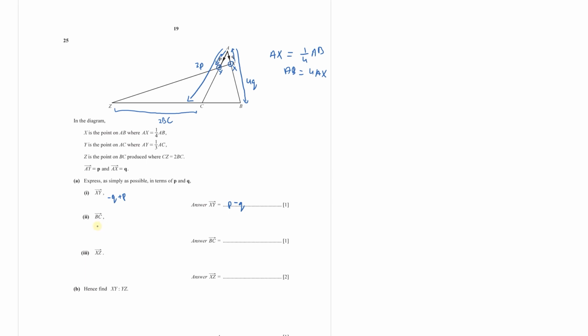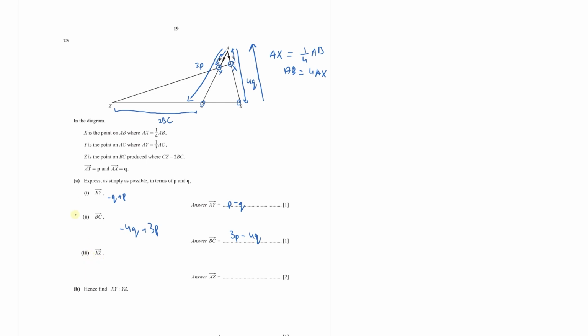The next part is you have to represent BC in terms of P and Q. So BC is this. You're starting from here and you want to end up here. You already know this and this. So you can go in the opposite direction like this and then come back down here till C. So this is 4Q. In the opposite direction you'll have minus 4Q. And then this is 3P. So you can write it as 3P minus 4Q.